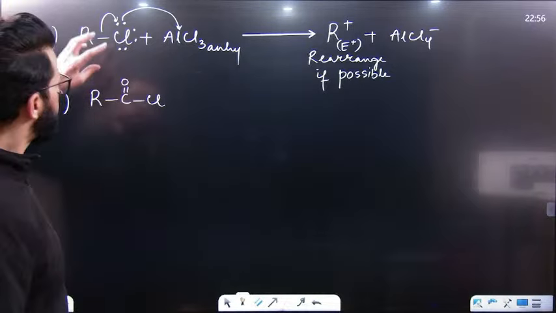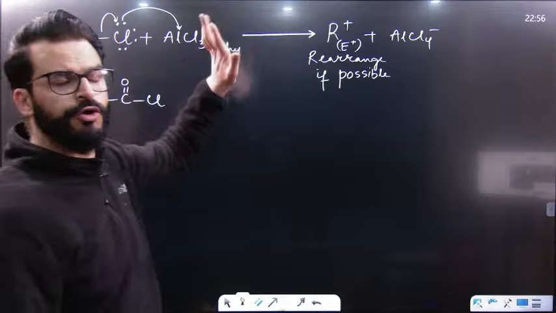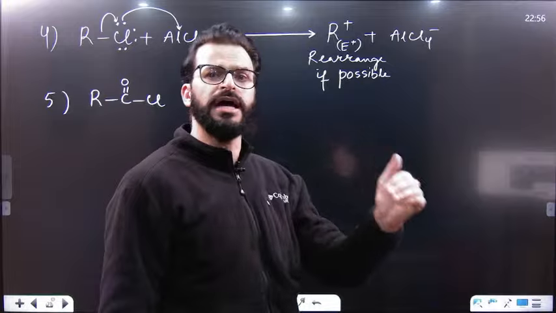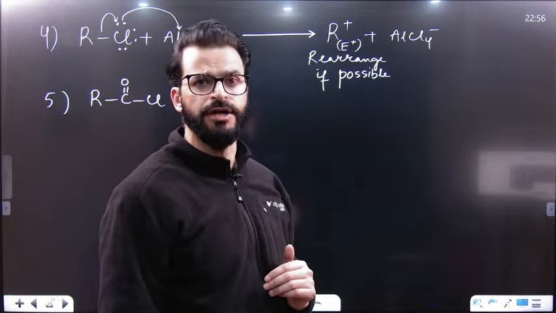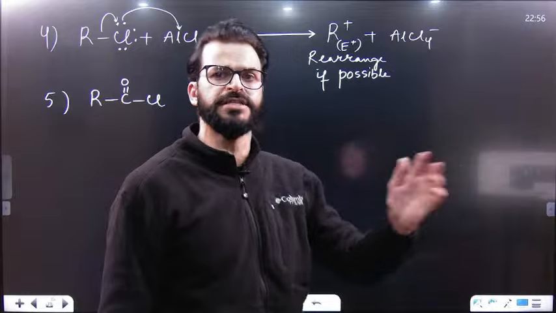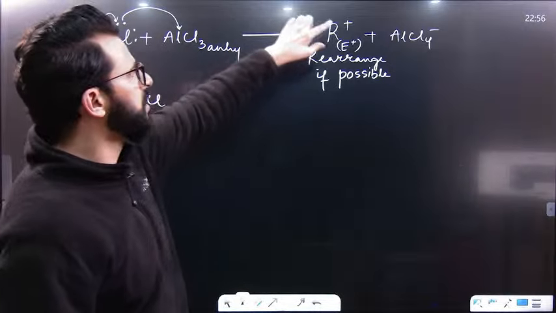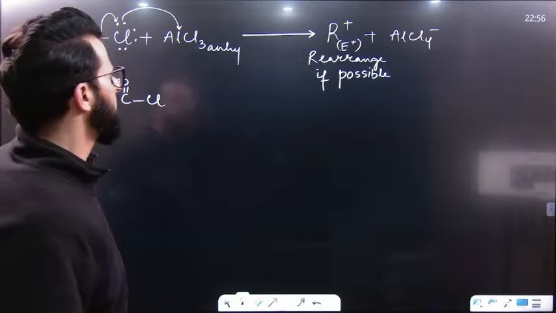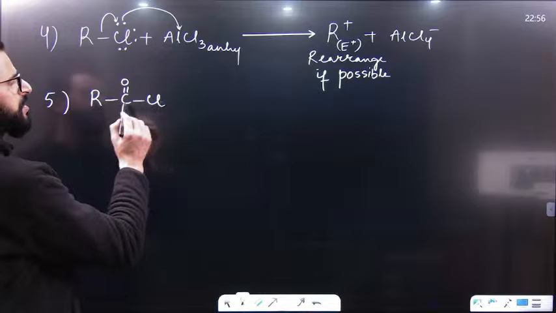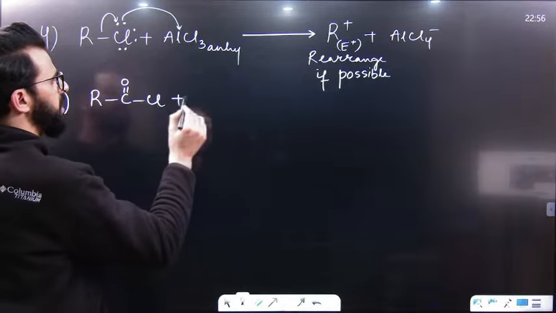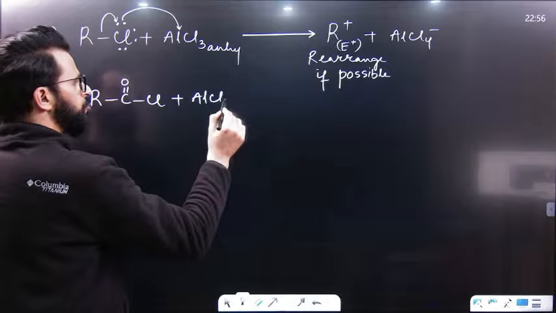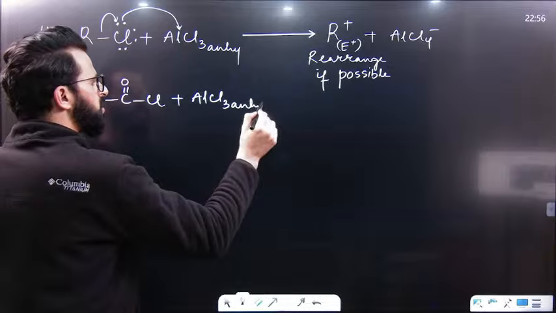Okay, but let me tell you, it can be either alkyl chloride with AlCl3. It can be an alkene in the presence of H positive, that can also act as an alkylating agent, or it can be an alcohol in the presence of H positive, that can also result in the formation of R positive as an electrophile. Now it can be either acid chloride or acyl chloride, or you can use acid anhydride as well. So either acid anhydride or acyl chloride.